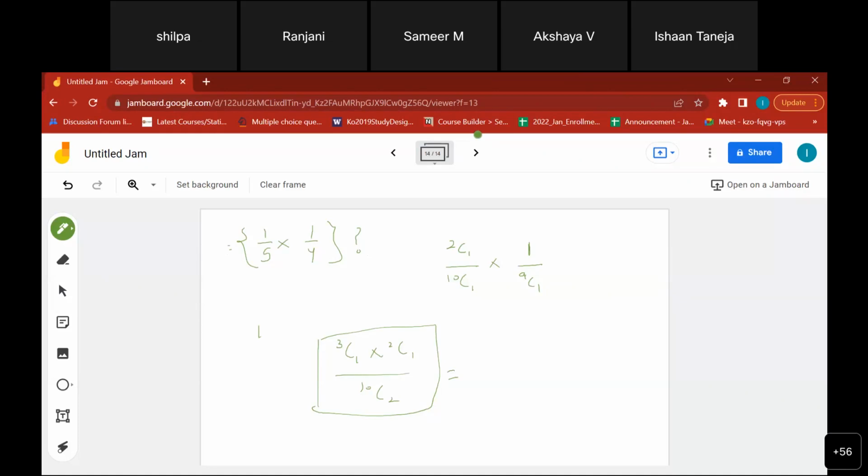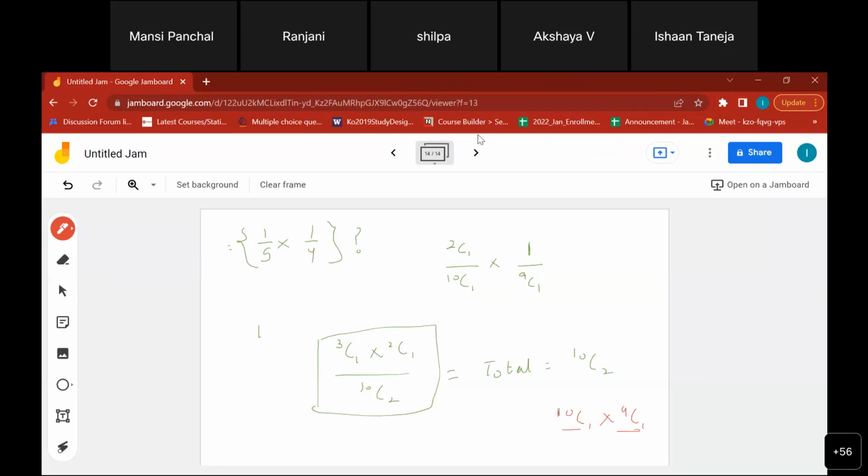Anyone, any other approach for this, or you understood this one? So could you please explain this? Okay, so what is your total number of outcomes of drawing two balls without replacement? 10C2. But right? Because 10C1 into 9C1. Without replacement, right? You're saying 10C1 into 9C1, right? But here, if you see, it doesn't matter which ball I draw first, which ball I draw second.